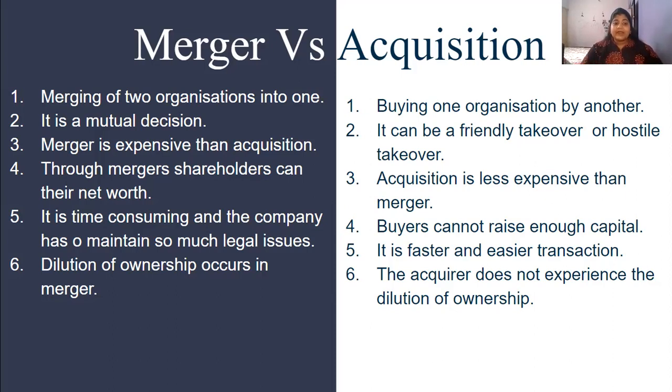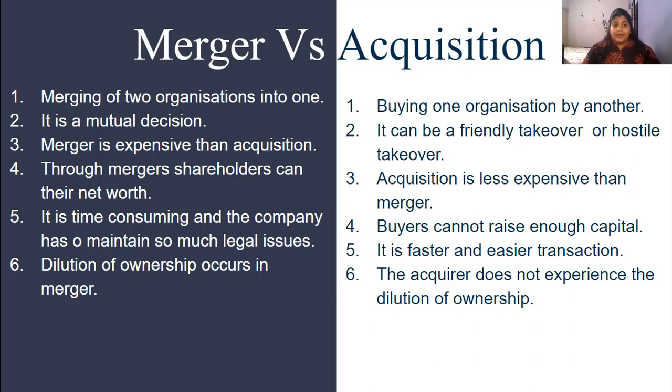The fifth difference is that merger is time consuming and the company has to handle so many legal issues. It's a slow process. It takes time. Firstly, you should get into a contract, you should be mutual, you should talk about the contract dealings, who will have the most share, who will have fewer shares, all those legal procedures. There's so much complication in merging. Whereas in acquisition, it is a faster and easier transaction. You like this company, you want to buy this company, then purchase the company shares and you own it. It's a much faster and simpler process comparatively to merger.